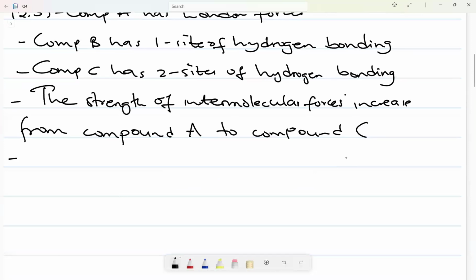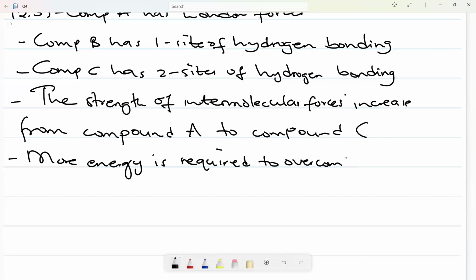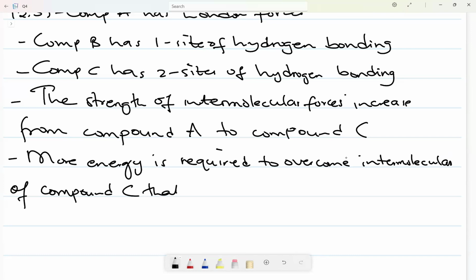The last step, you need to say more energy is required to overcome intermolecular forces. Stop using IMF here, auto force. You will get it incorrect. More energy is required to overcome intermolecular forces of compound C than in the other two compounds.